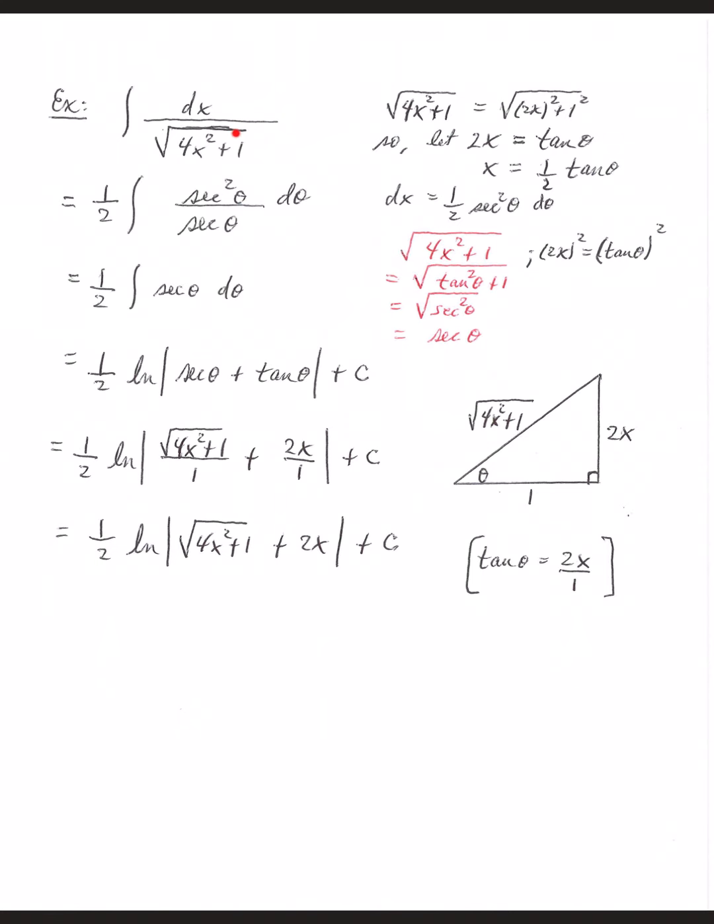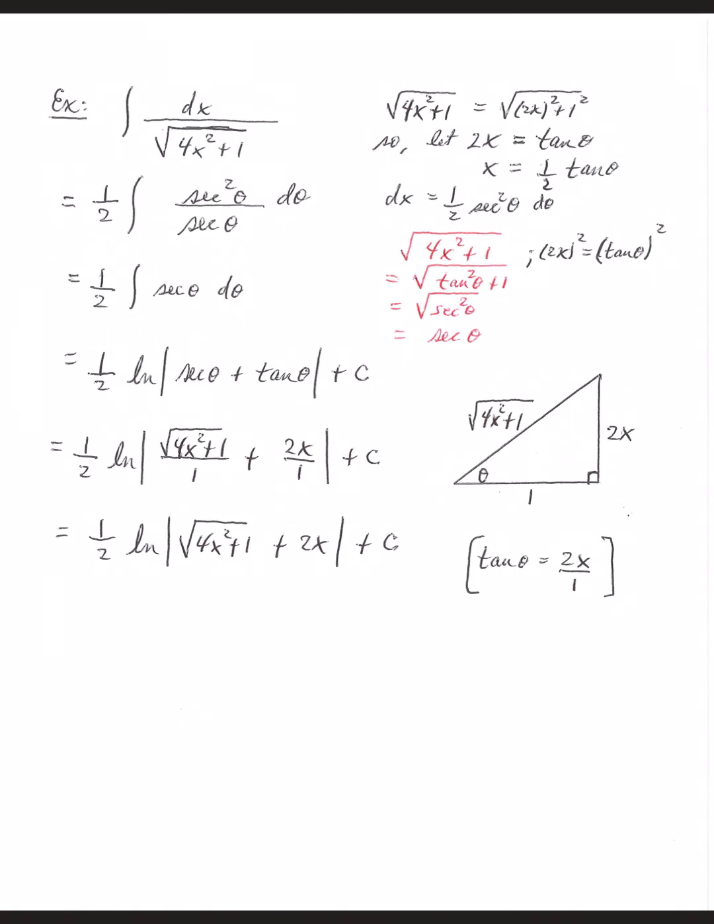This radical term, 4x squared plus 1, underneath a square root, in red, I copied that down. Recall that our substitution started with 2x equals tangent theta. If I square both sides, 4x squared can be replaced with tangent squared plus 1. Using your Pythagorean identities, tangent squared theta plus 1 can be replaced with secant squared theta, and the square root of that is just secant theta.